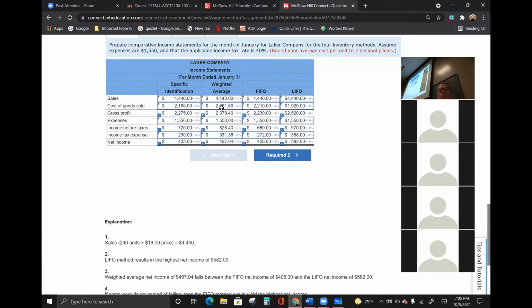Okay, so we have our cost of goods that we plugged in. So we deduct that from our revenue to get the gross profit. Our expenses they gave us $15.50, so we deduct that. So gross profit less the expenses gives me my income. And then I take it and times it by 40%. Deduct that, and then I'm left with my income after the taxes. Same thing for a LIFO.